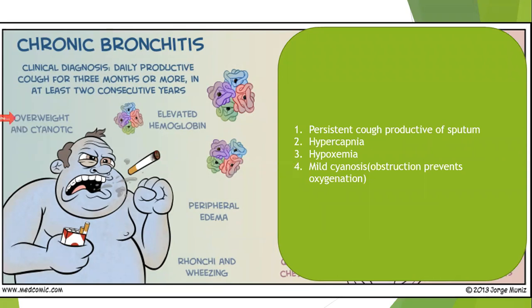So we already dealt with the cyanotic part of this. Then the patient is overweight. Why is he overweight? Because obviously when you have chronic bronchitis, you're not going to run around, you're not going to exercise. To compensate, the patient develops elevated hemoglobin. So your periphery, your tissues are not getting oxygenated, so your body starts producing more red blood cells. So the patient gets polycythemia.